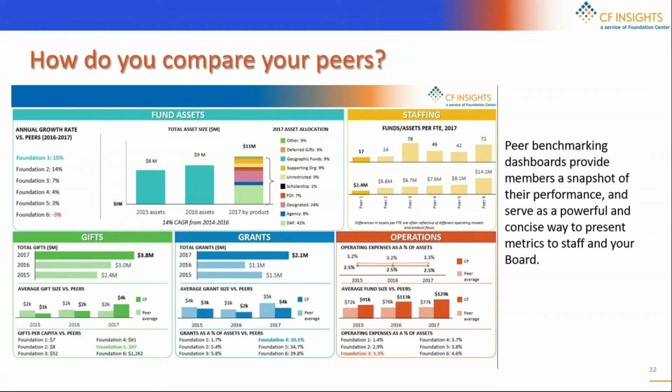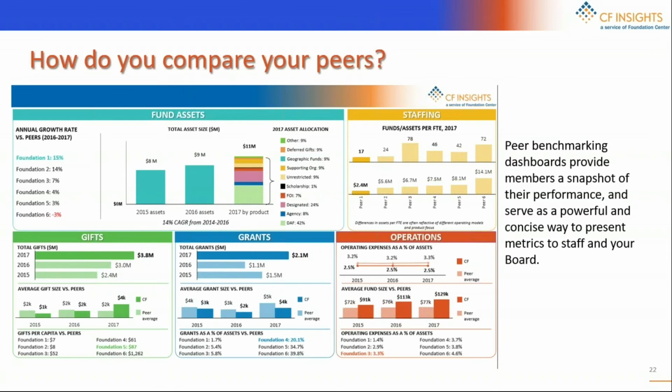This is a screenshot of our most popular member benefit. This is called our peer benchmarking dashboard. This allows members to provide a snapshot of their performance up to a small number of their peers, between 5 and 8, or I think between 5 and 7 actually, of their peers. They serve as a really good, concise way to show your board or other folks at the foundation how you compare to a subset of peers that you define. This is included with your membership fee.